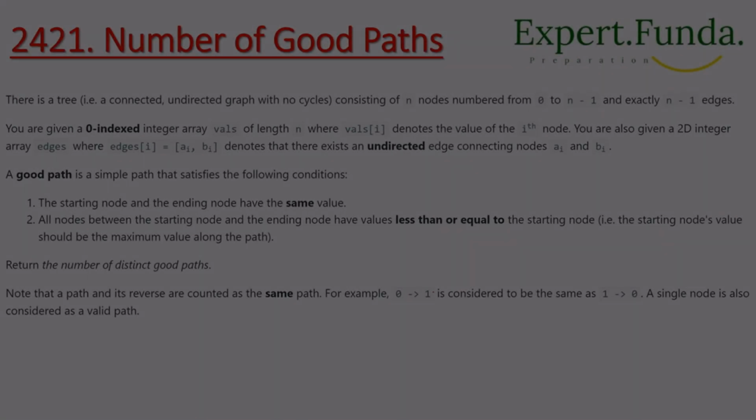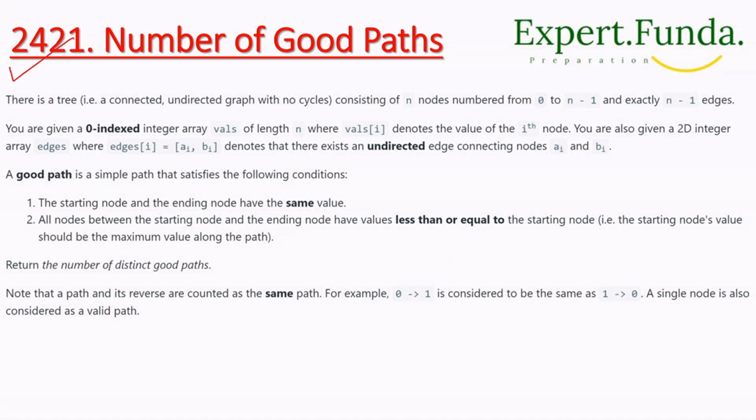Questions. So today we have given question 2421, number of good paths. So let's read the question. There is a tree and it is connected, undirected with no cycle, right? Connected means all nodes are connected, right? The given nodes are connected, and it is undirected. There is no direction given.